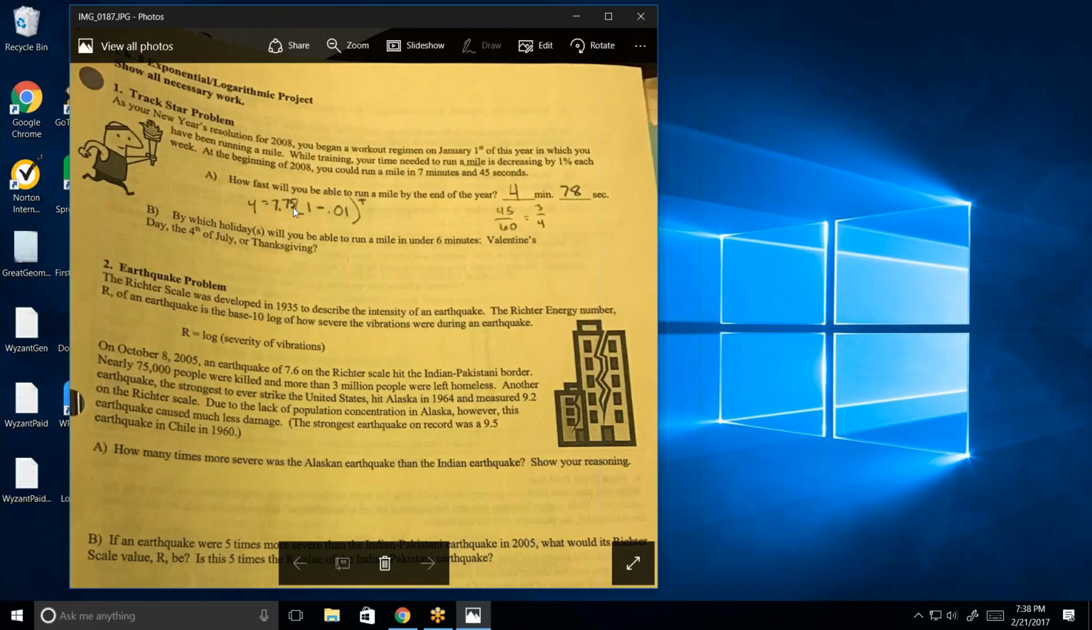Now your time is reducing. It definitely is decaying, as it should be. Your time should be getting lower and lower and lower. And that translates to 4 minutes, 36 seconds. How much you round it off to, there don't appear to be any directions to tell you, so whatever your teacher usually wants.